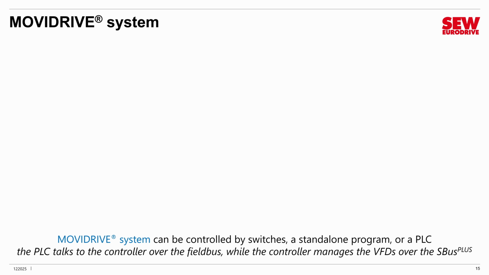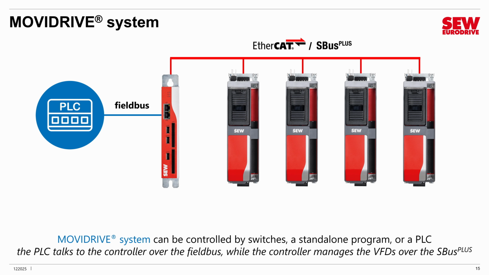Now you can run a MOVIDRIVE system in much the same way as a MOVIDRIVE technology. You can run it by switches, or a standalone program running in its controller, or a third-party PLC. This is how things would be set up if you were using a third-party PLC. You would have your VFDs, and you would have the SEW EuroDrive controller connected to them using its EtherCAT SBus Plus network. But then you have your third-party PLC talking to the controller over its field bus.